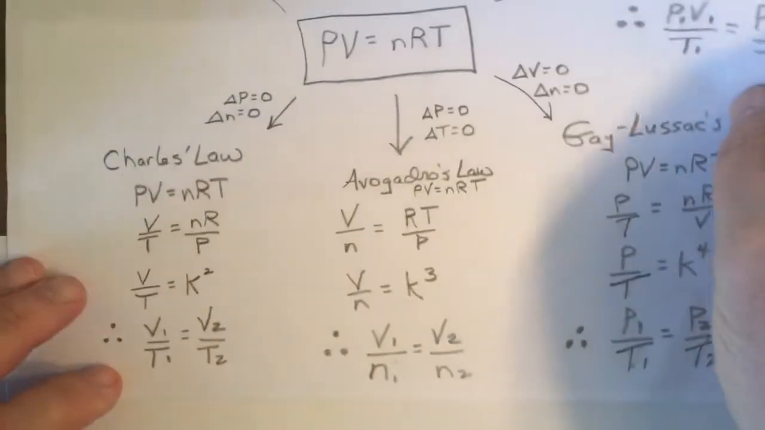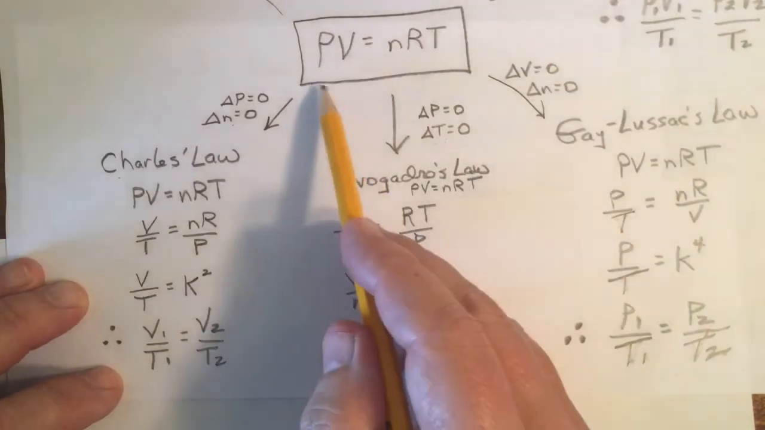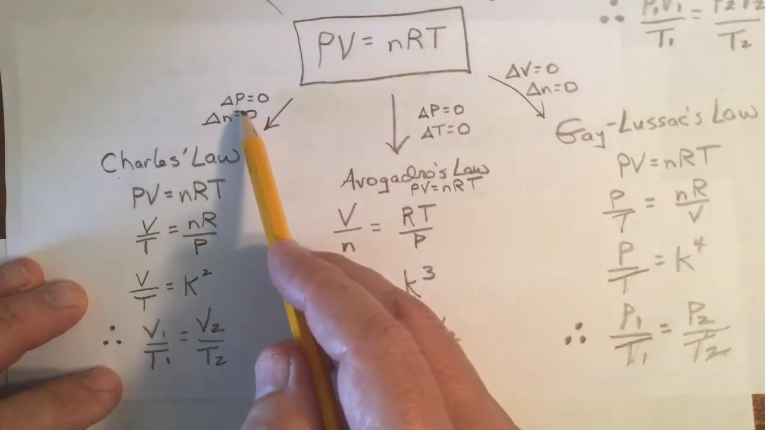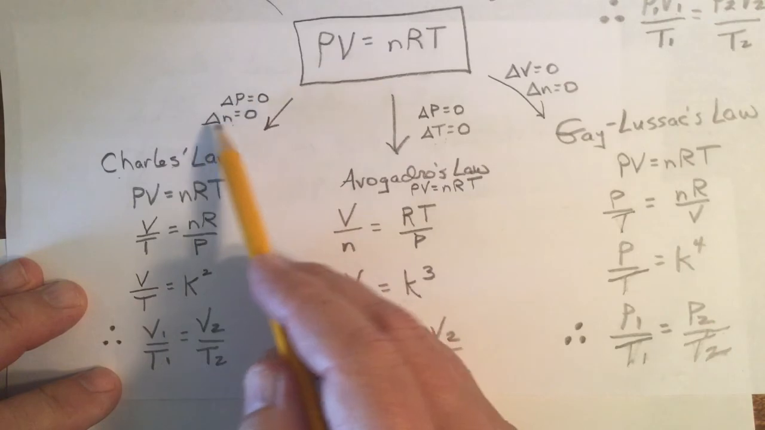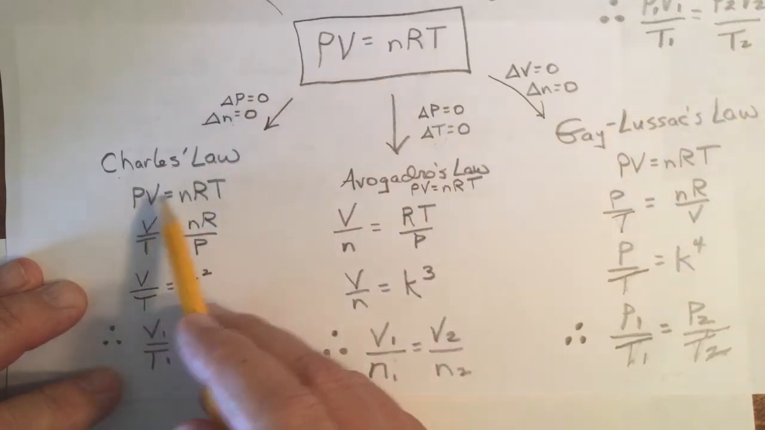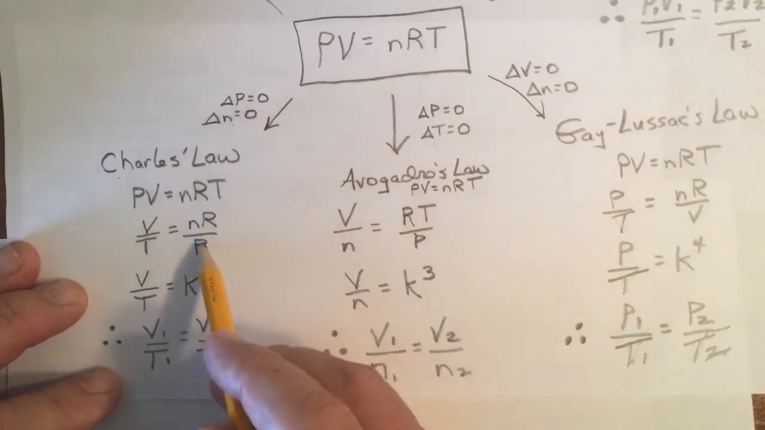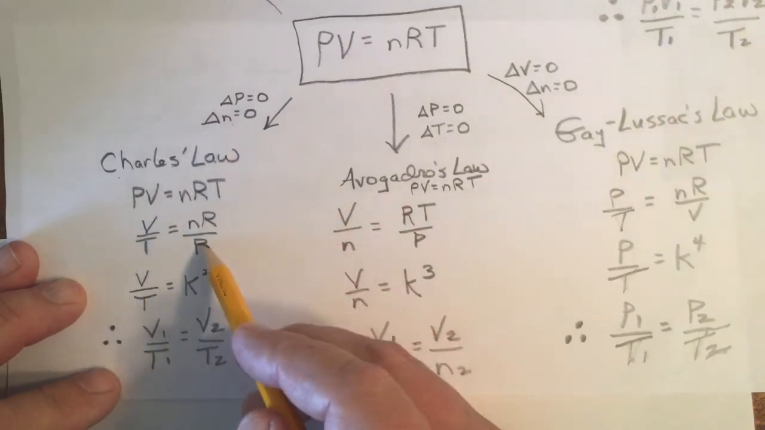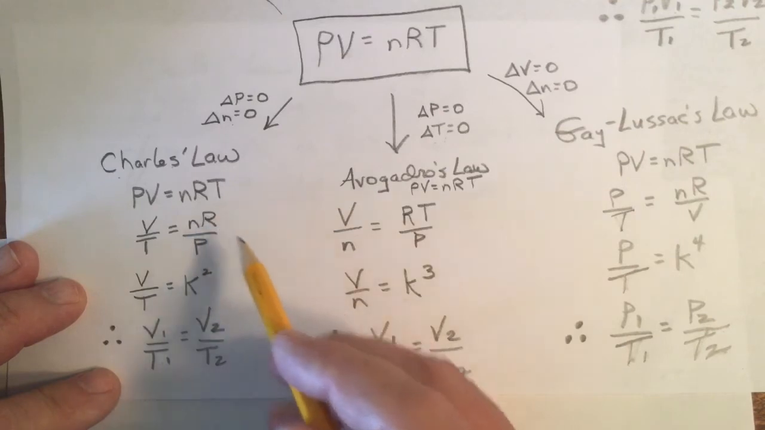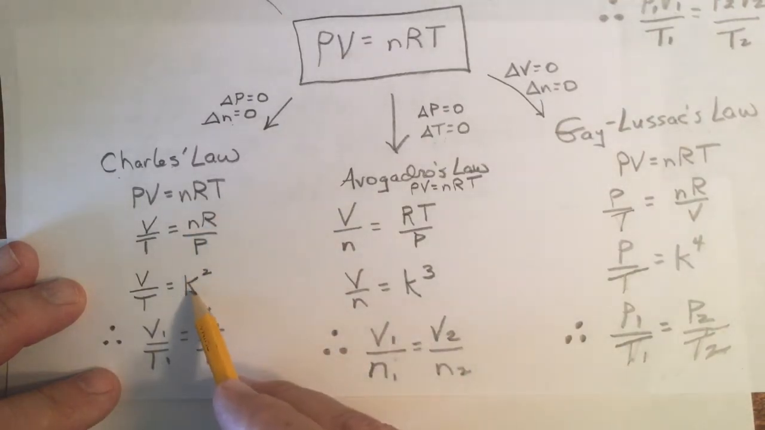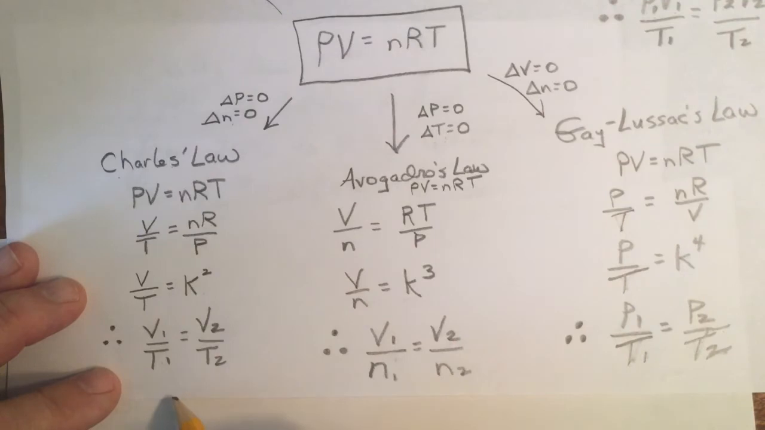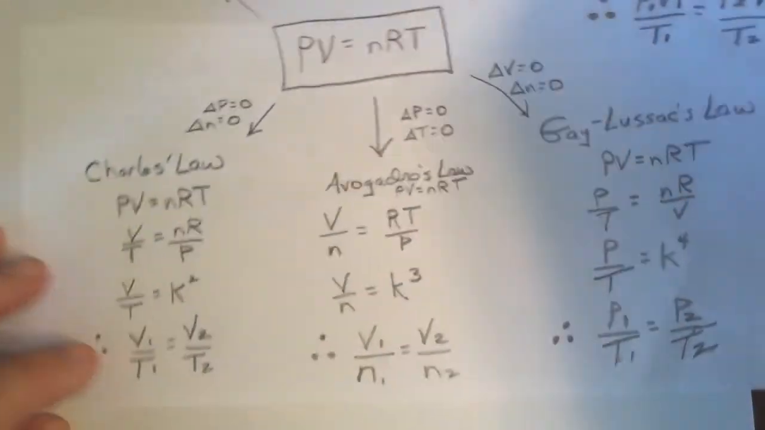Looking at my strategy from the very beginning, I'm starting with the ideal gas law. If I have a situation where the change in pressure equals 0, along with the number of moles, in PV equals nRT, I put everything that's constant on the right-hand side: number of moles, pressure, and the gas constant. That can represent a new constant equal to V over T. If that's the case, I can use Charles's law: V1 over T1 equals V2 over T2, with constant pressure and constant number of moles.